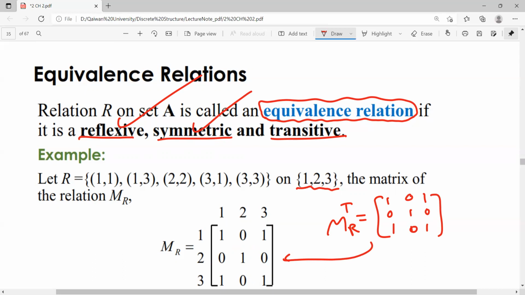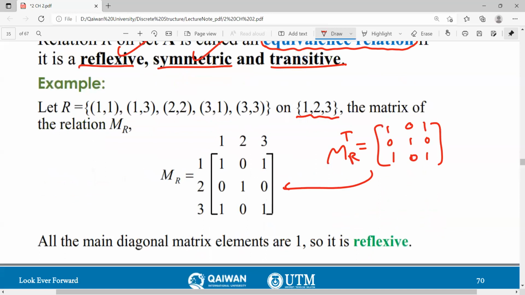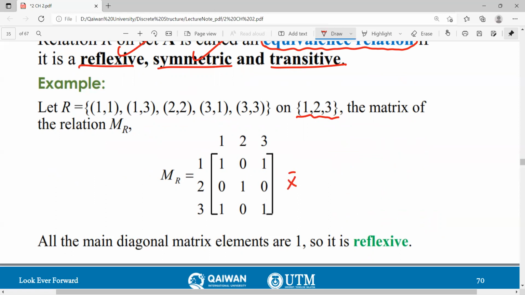How about transitive? We are going to find the Boolean product of M_R with itself. We multiply 1, 0, 1; 0, 1, 0; 1, 0, 1. We find the product of the first row with all columns, and then for the second, and so for the third.